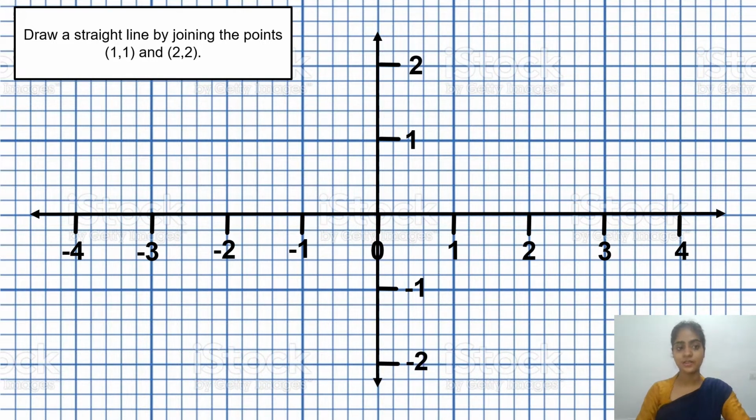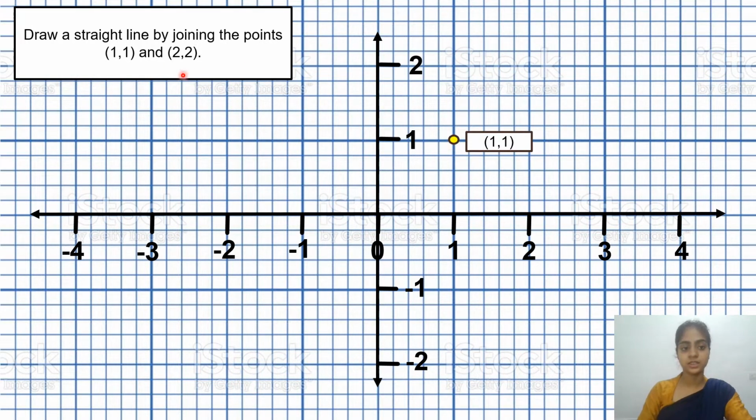Once this is done, what are we supposed to draw? We are supposed to point out the position of (1, 1). So for (1, 1), the x-axis value is 1, the y-axis value is also 1. So the point will be somewhere here. So the point here is marked and then it is given (1, 1).